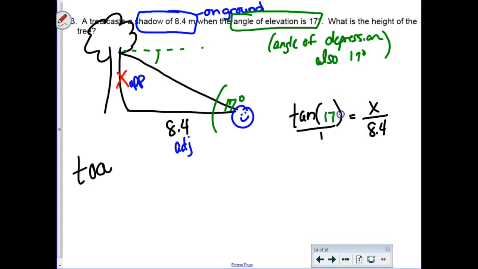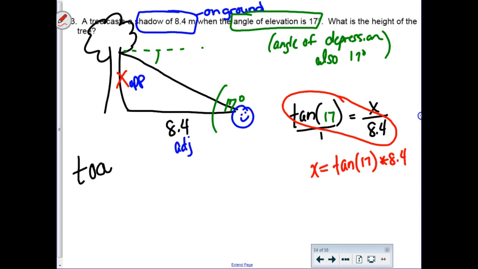And then we're going to cross multiply and divide because these are always proportions. This one happens to be a very easy one-step proportion because you're not going to have to divide by anything because, well, it's 1 times x. So x equals, you would have to type the tangent of 17, close your tangent function, times 8.4.